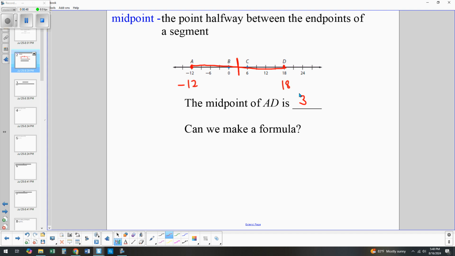If I'm looking at a way to get to 3 using the -12 and 18, if I took -12 plus 18, I get 6. And if I cut it in half, I get 3. So what I've really done is I found the average. So if this is the x value of A and this is the x value of D, the average of them gave me the x value of the midpoint.